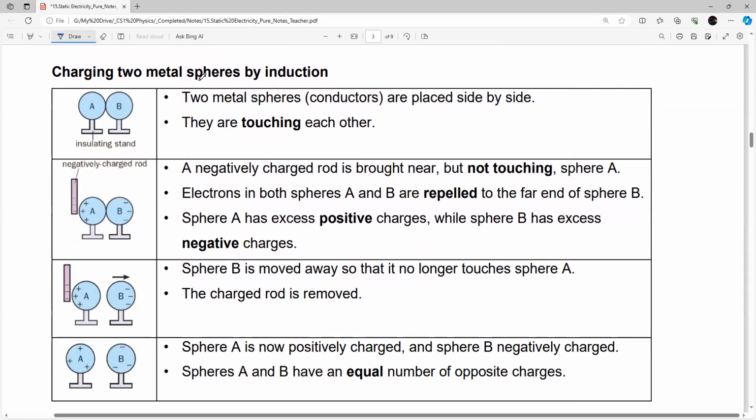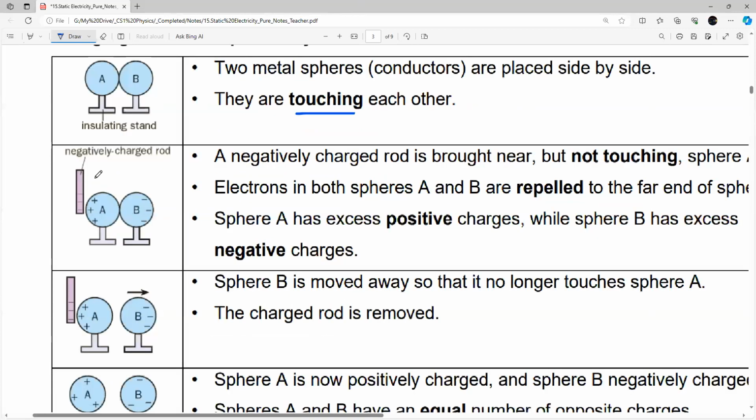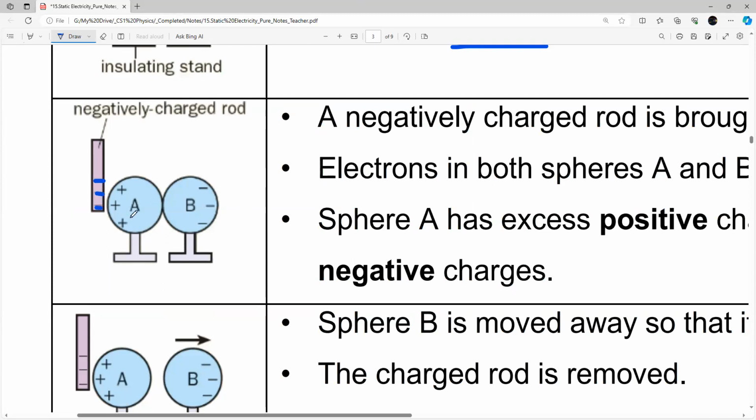Here we have two metal spheres, and we are going to charge them by induction, which means non-contact charging. We have two metal spheres, A and B. They are placed side by side, touching each other. Okay, so when I bring a negatively charged rod, the electrons get repelled from A. So electrons move to the corner of B.